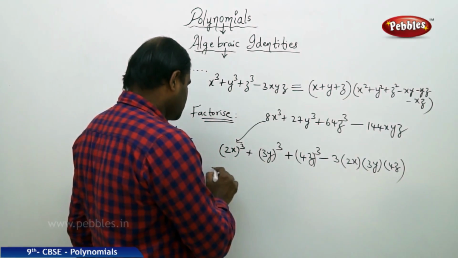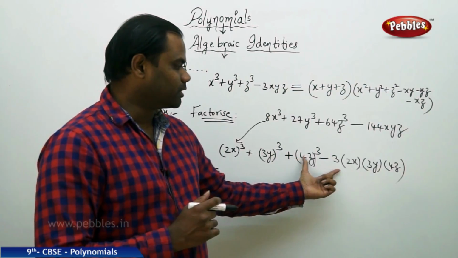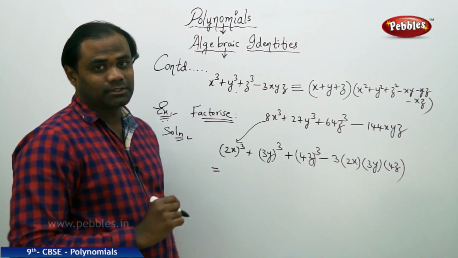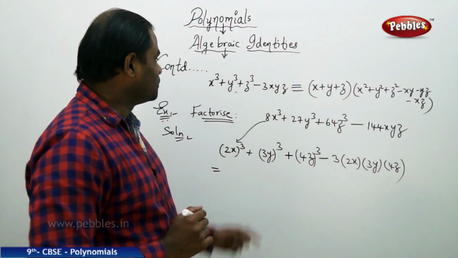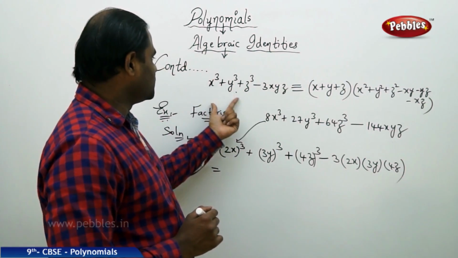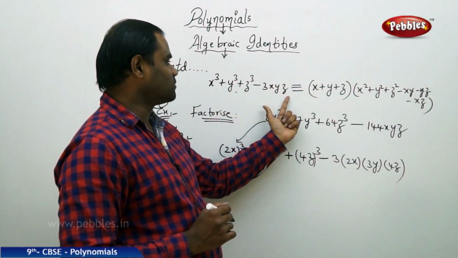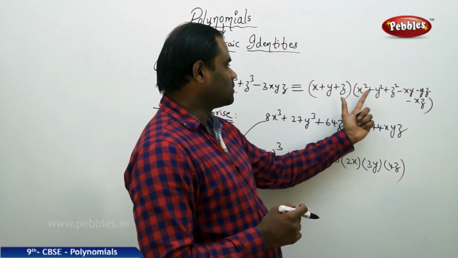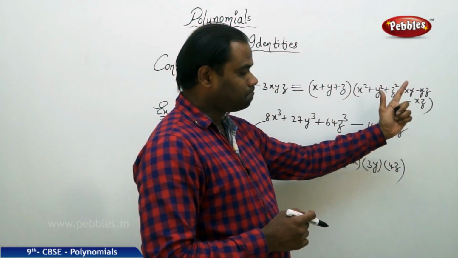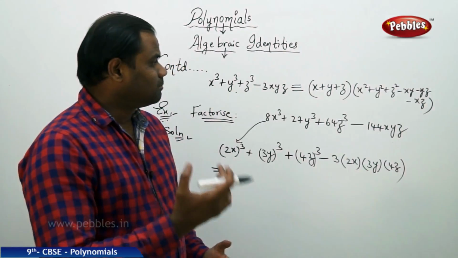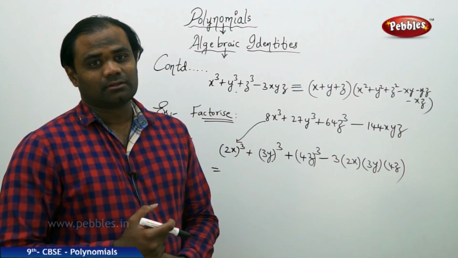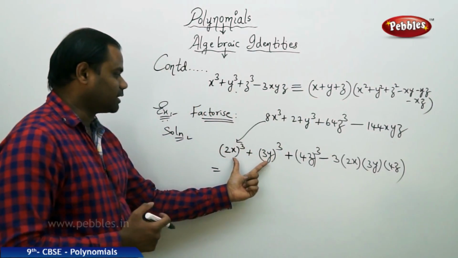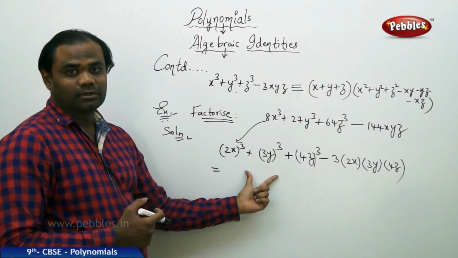The reason why I expand and put it into this form is the algebraic identity. We know that the algebraic identity x³ + y³ + z³ − 3xyz is identically equal to (x + y + z)(x² + y² + z² − xy − yz − xz). So using this algebraic identity, I compare the left hand side of this identity with the given problem.